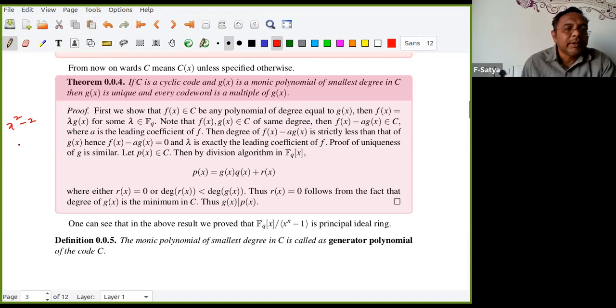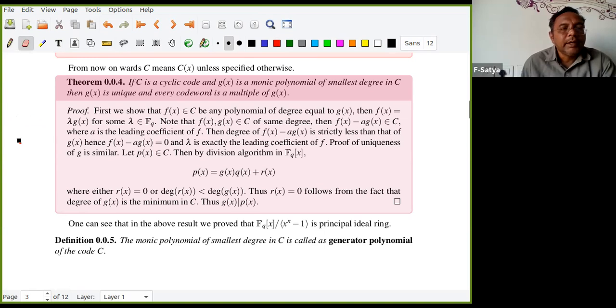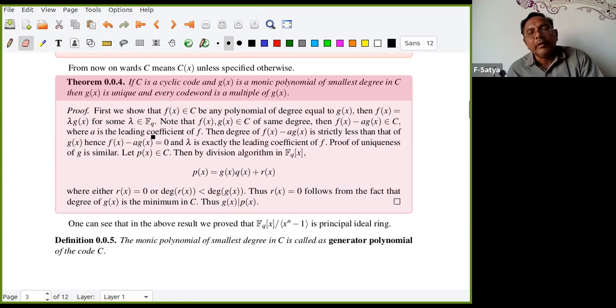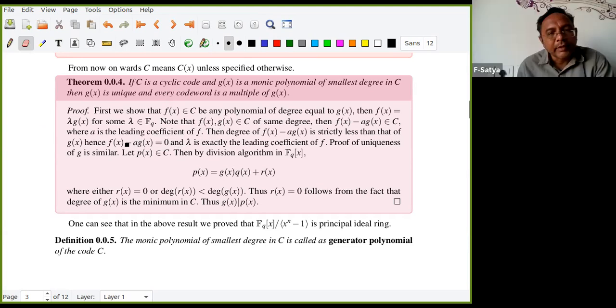The degree will be less than that of g(x), right? But then it is no longer in C unless it is equal to 0. Because C is a linear code, it contains the 0 polynomial, so the 0 vector also, right? But g(x) is of smallest degree, while the difference is in C. So when is it possible? When it is the 0 polynomial. Are you okay? That means it is 0, so f(x) equals a times g(x).